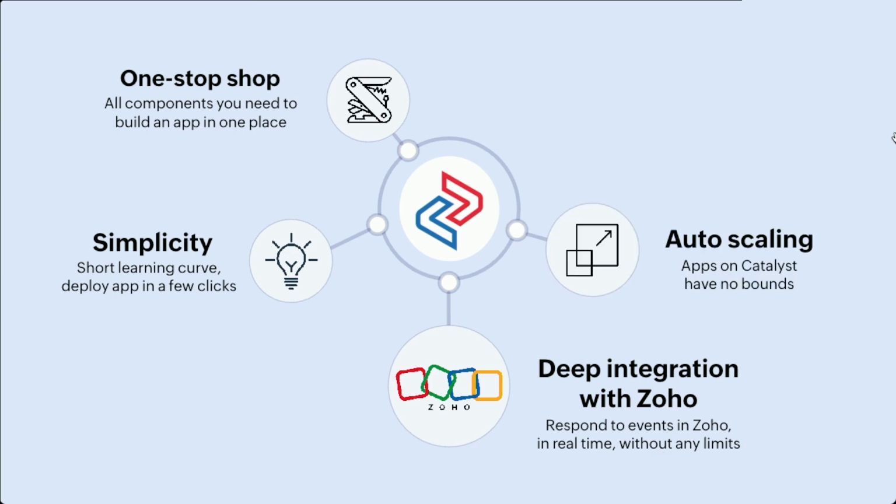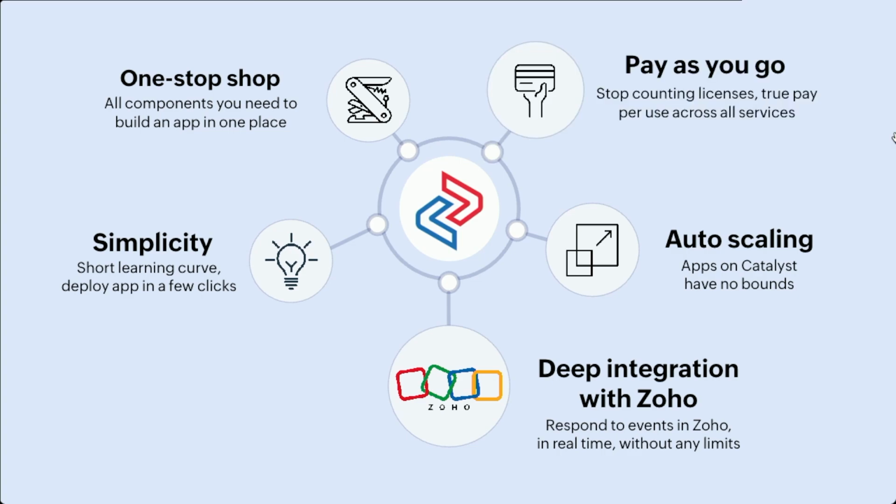All services in Catalyst come with auto scaling out of the box. So you build once and it's future proofed in terms of the number of users that you can cater to using the app. And all of this comes at a very transparent pay as you go pricing. So you pay only for what you use and not for the number of licenses that you're signing up for.